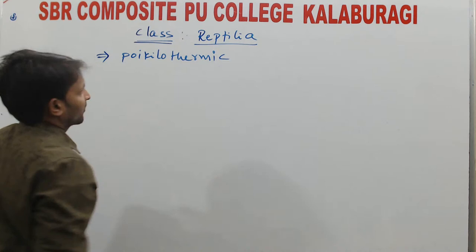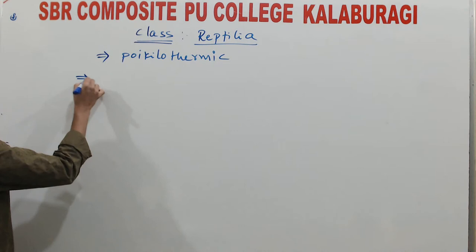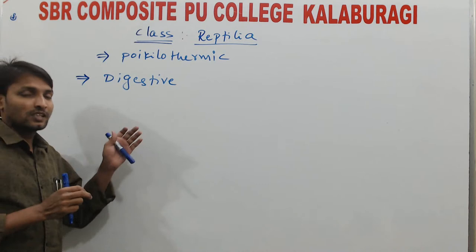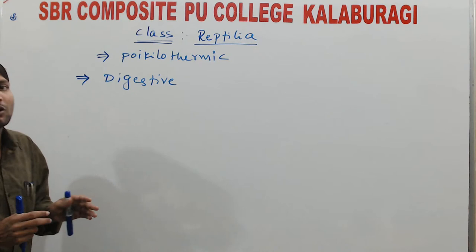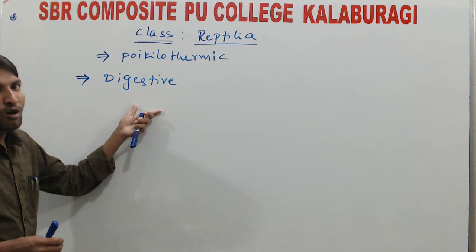Next, digestive system, the physiological things we will see. When it is coming to the digestive system, it is a complete digestive system only, and here the digestive system is opening into the cloaca. Remember, the cloaca in amphibians is structurally different from here, because here the cloaca is bearing reproductive organs. In reptilia particularly, internal fertilization will happen. Because of that reason, copulatory organs are present in the cloaca.